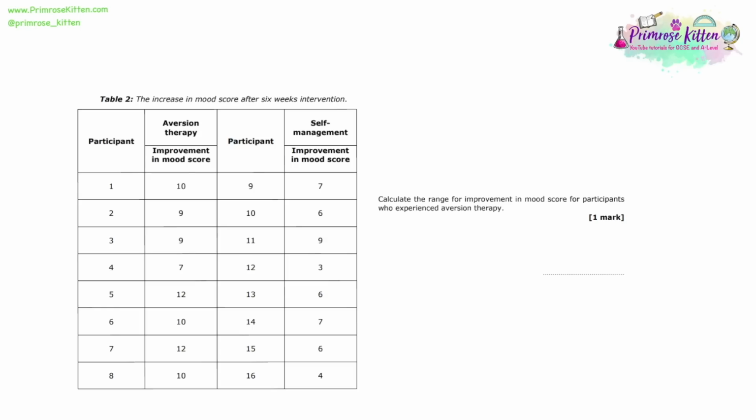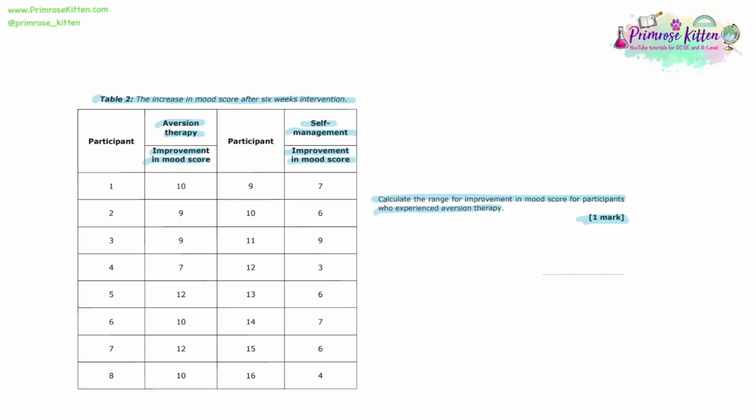Table 2 shows the increase in mood score after 6 weeks of intervention. We can see the data for both aversion therapy and for self-management. An improvement score is given for each of the 16 participants. Calculate the range for improvement in mood score for participants who experienced aversion therapy. There is 1 mark available for the question.